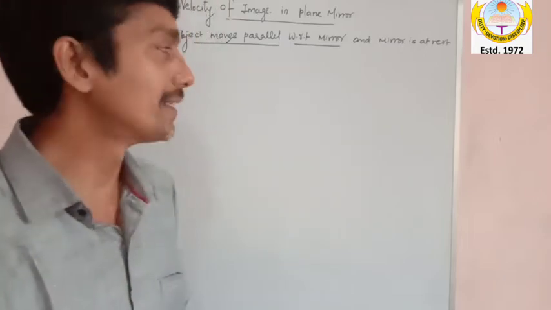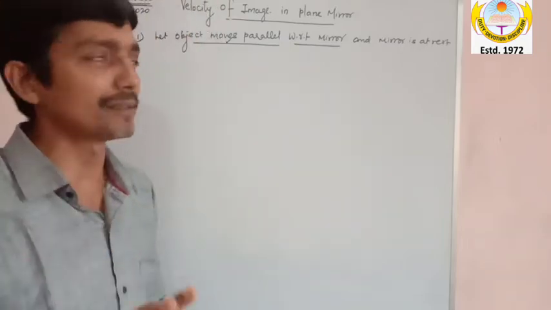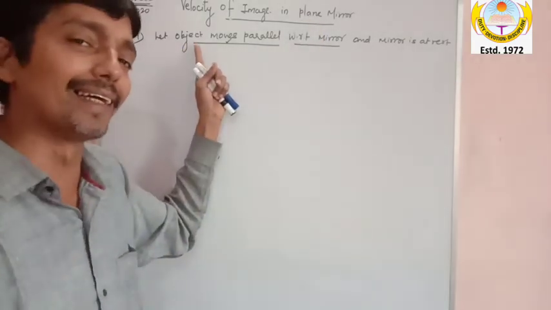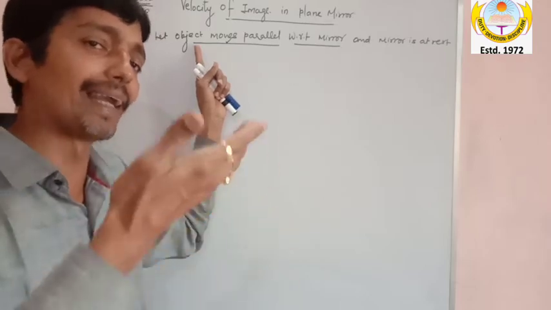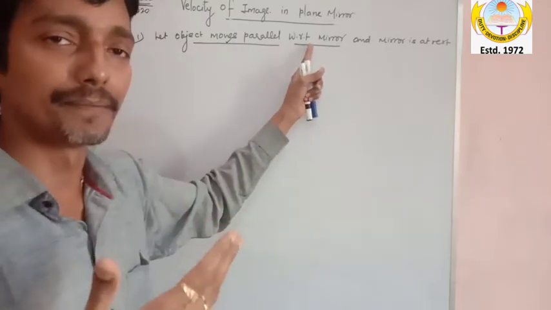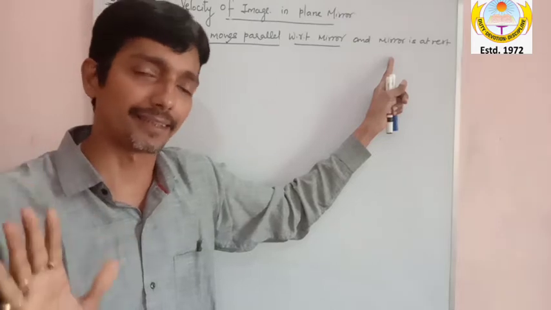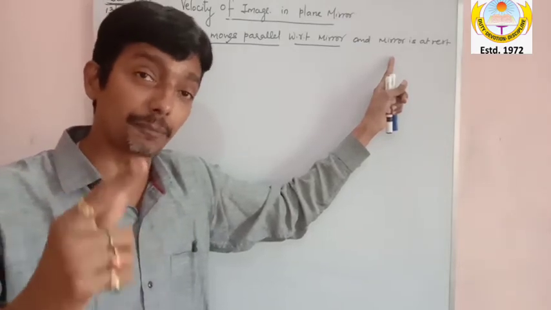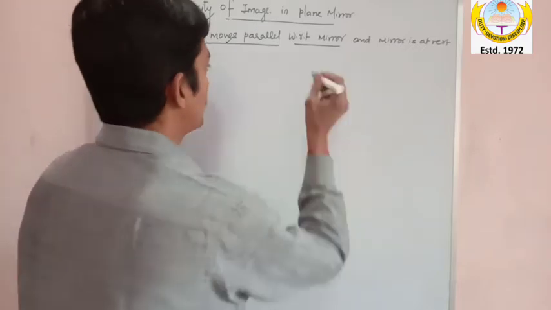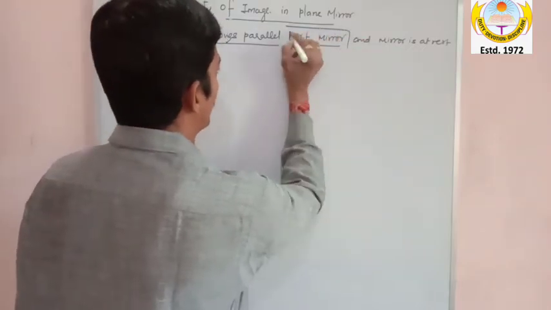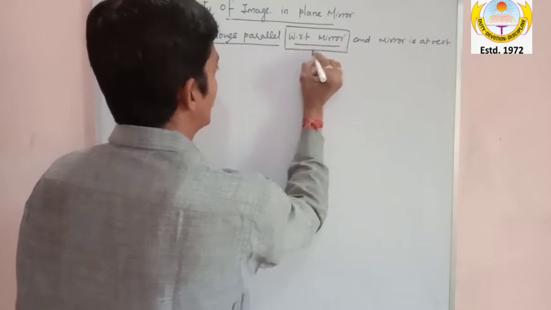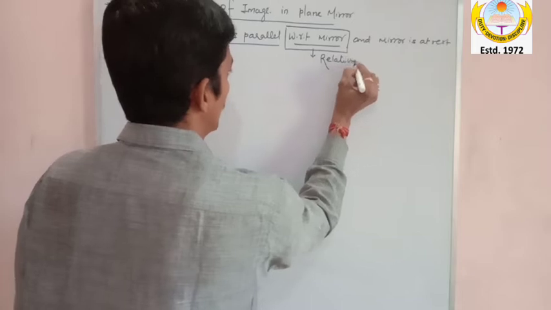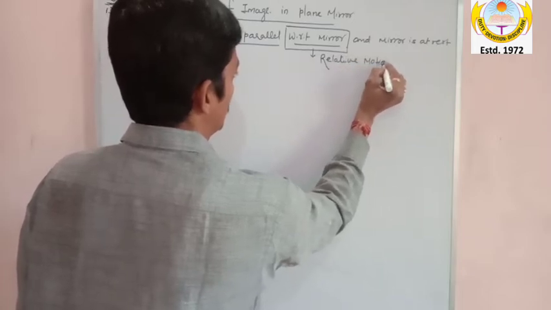So let us start. My dear, the first concept is with the plane mirror. I am moving the object parallel. The object is moving parallel with respect to the mirror, and the mirror is kept at rest. Please make a note of it that the object is moving parallel with respect to the mirror. Here, "with respect to mirror" is very important language. It means this is a relative motion concept.